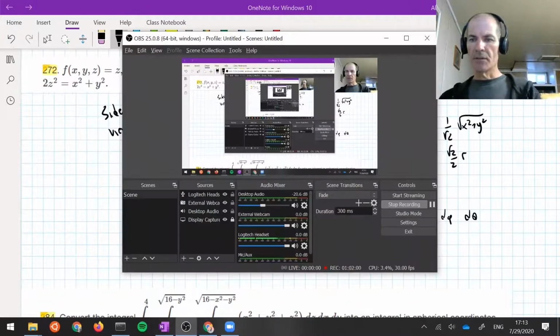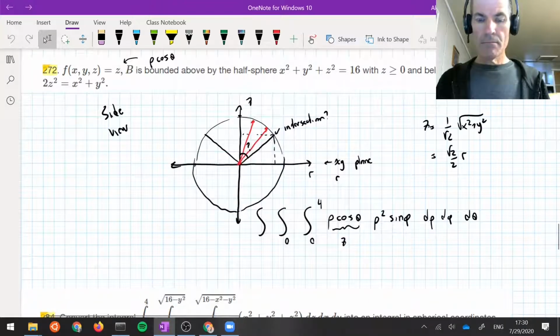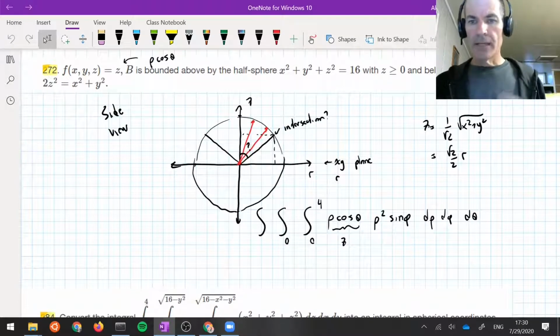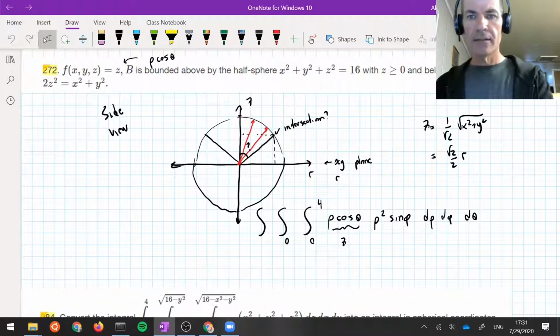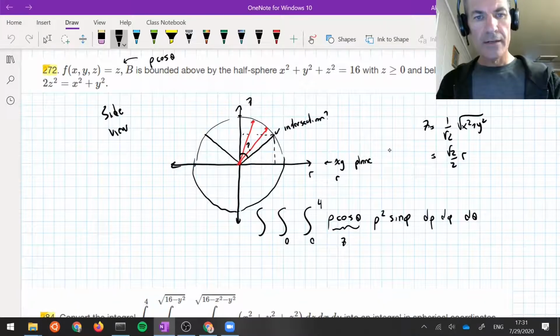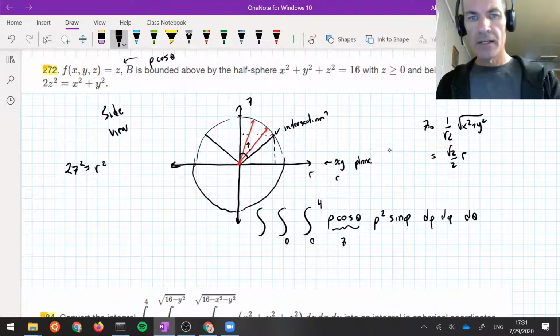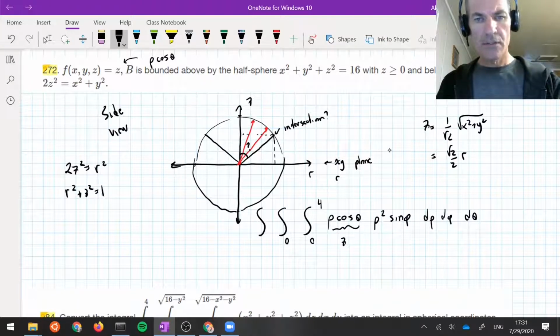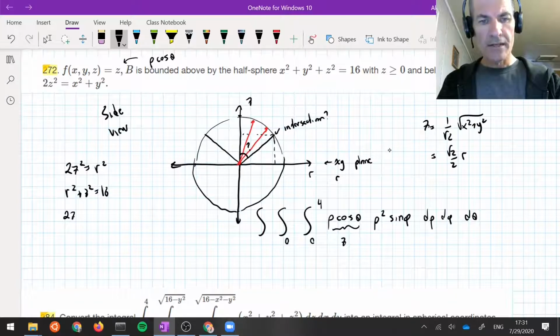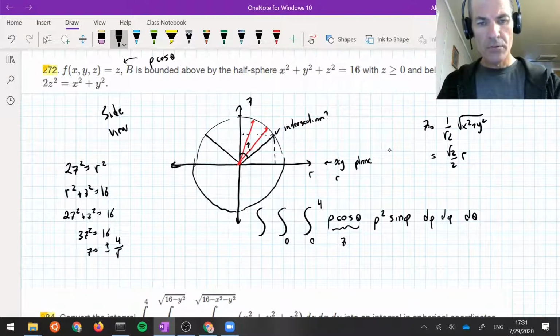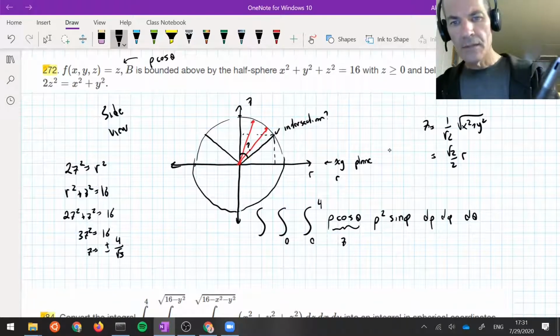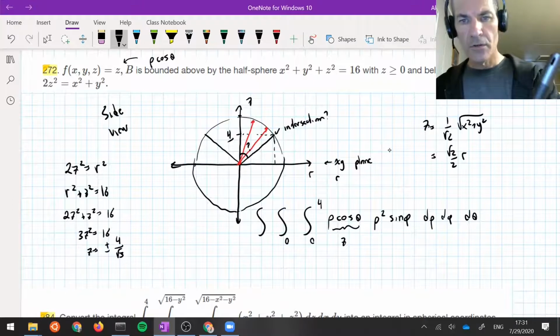Let me just check my notes here. Hold on for a second. So to find that angle, we need to find that intersection. If we look closely at these two equations, we see that 2z squared is equal to r squared. And in the other equation, we see that r squared plus z squared equals 16. So in the second equation, we see r squared is equal to 2z squared. So let's replace that. 2z squared plus z squared equals 16. That means 3z squared equals 16. z is equal to plus or minus 4 over root 3. And that tells me this height right here. The height of this intersection is actually 4 over root 3.